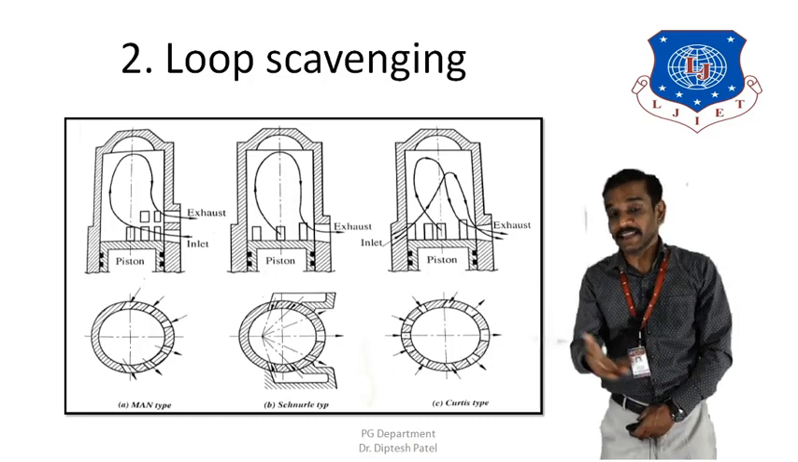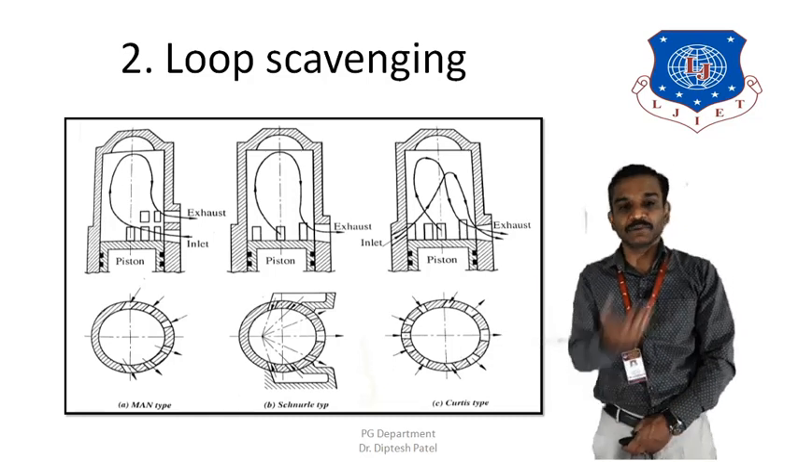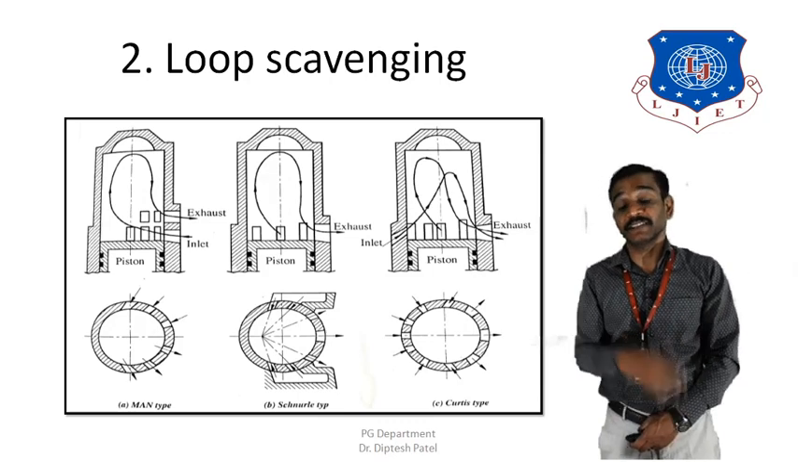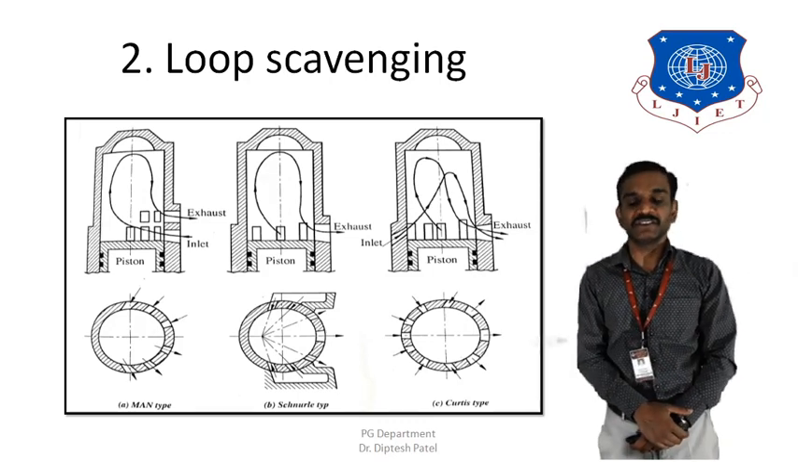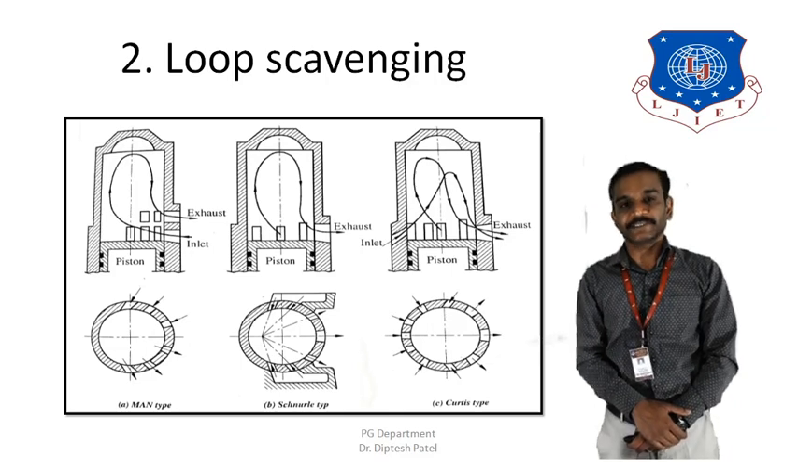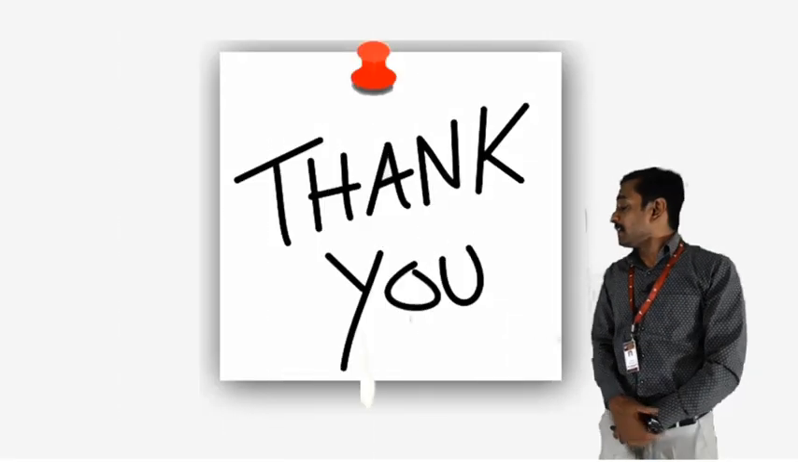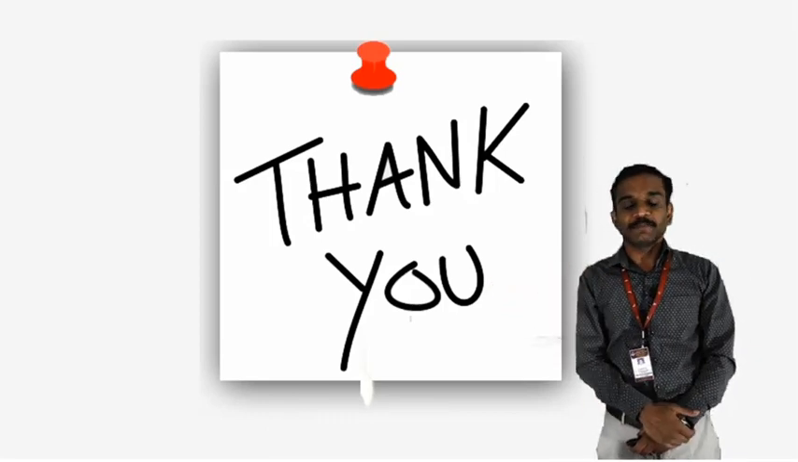So it has a greater number of ports as compared to the MAN type or Scannell types, and therefore the removal of the exhaust gases would be more efficient as compared to the other ones. So yeah, these were the different types of scavenging processes that we have seen.